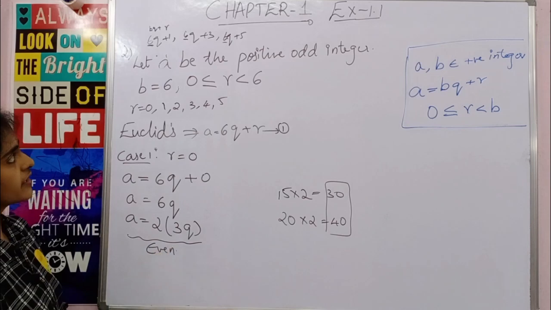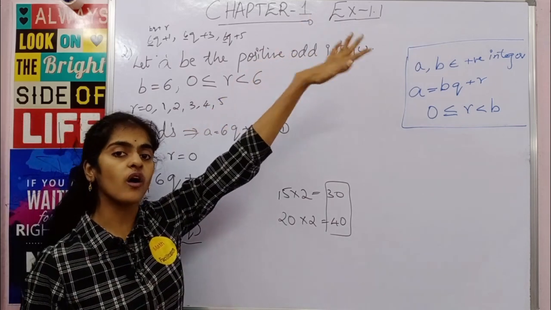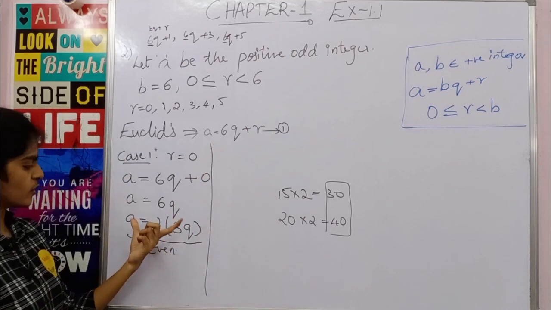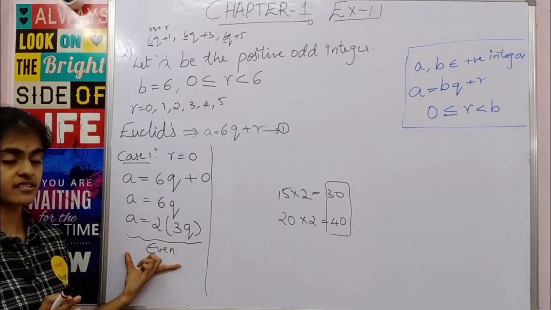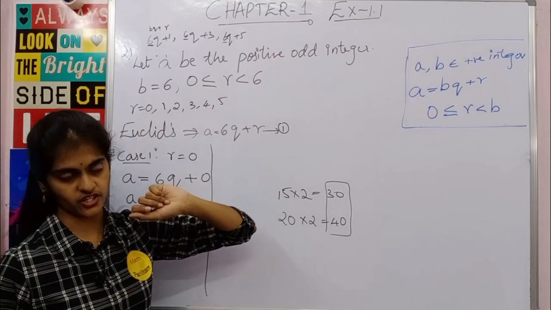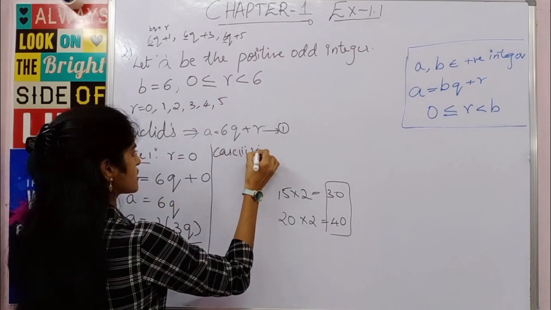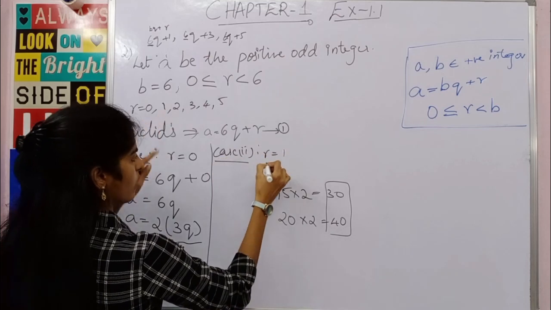Clear? But what do we want? You want a positive odd integer. So when r equals 0, you are getting an even number, but you want an odd integer. So let us take case 2. In case 2, you will take r equal to 1.